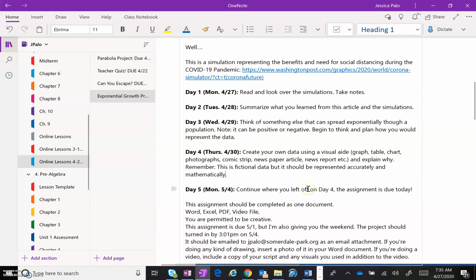Day 4, you're going to start creating your own data using a visual aid. This can be a graph, table, chart, photographs, a comic strip, newspaper article, etc. But remember, even though this is fictional data, it should be represented accurately and mathematically. And I will explain that when I go down to my example project on the bottom.